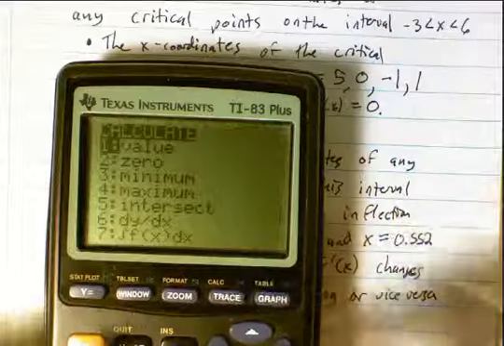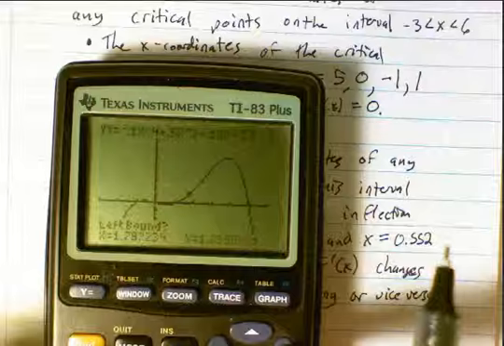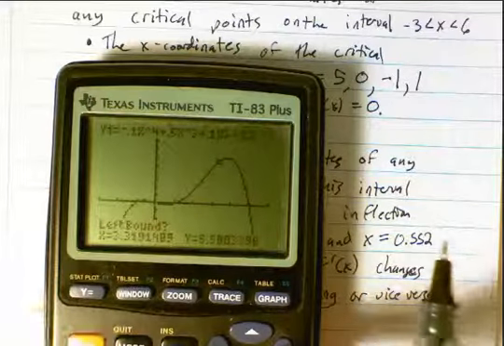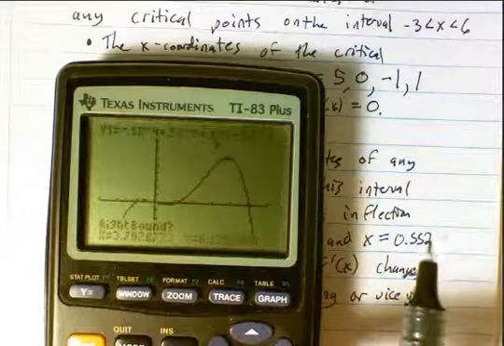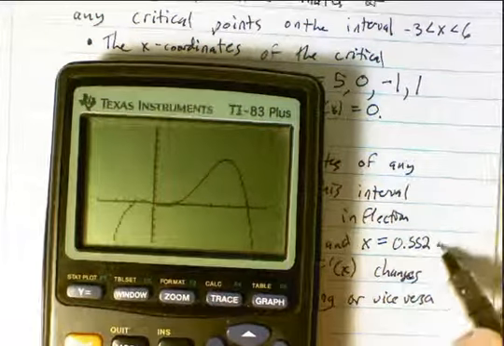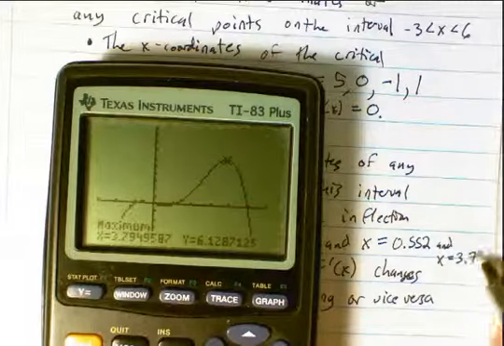Second, calculate. That one's a maximum, so that's 4. Okay, we're a little bit to the left of the maximum, a little bit to the right. Enter a third time. 3.795.